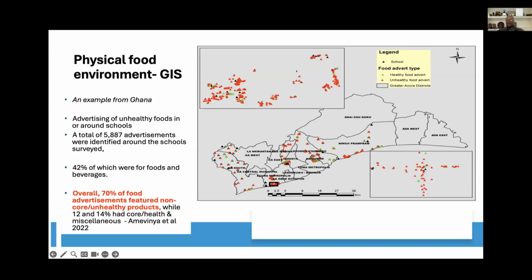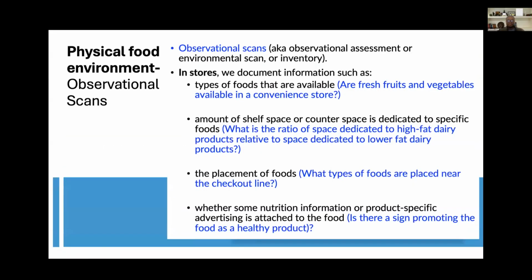So you can see here a black triangle represents a school, a green triangle represents a healthy food advert, and then a red triangle represents an unhealthy food advert. You could see here, this could be an example of a food desert kind of, where you have the unhealthy food advert overwhelming the healthier food advert. And not only that, they were in very close proximity to schools. And this has implications. Okay. So that is just one way GIS could be used.